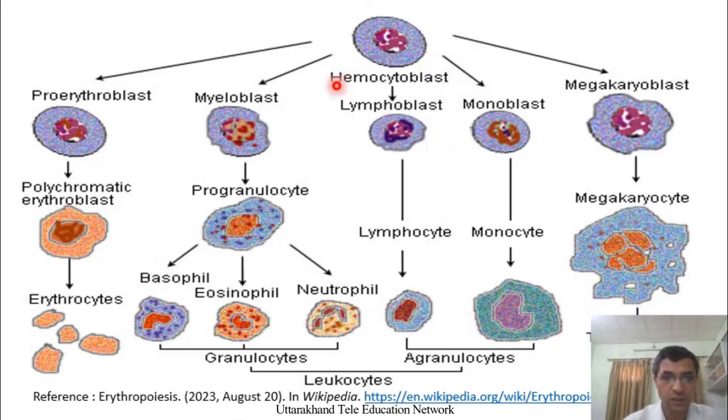Here you will see this is the hemocytoblast, and this hemocytoblast is again subdivided into another set of stem cells with the help of some mitogens, such as the proerythroblast, myeloblast, lymphoblast, monoblast, and megakaryoblast. If you talk about this proerythroblast, if it undergoes certain mitotic divisions, then it becomes the polychromatic erythroblast, and then the erythrocytes will be formed.